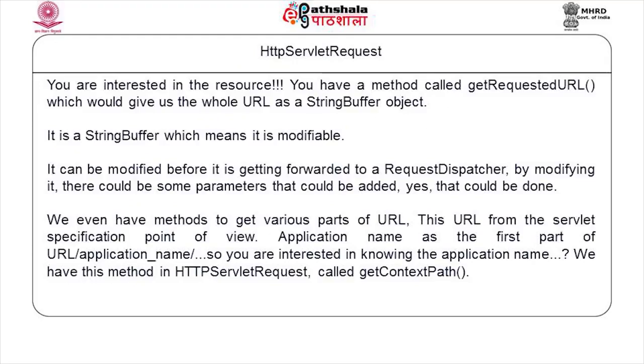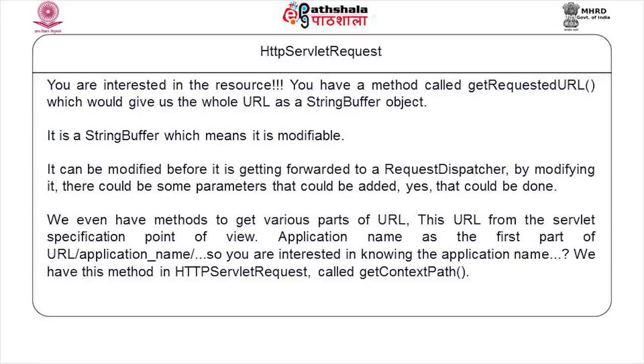If you are interested in the resource, the URL which has come, you have a method called getRequestURL, which would give us the whole URL as a StringBuffer object. Yes, it is a StringBuffer, which means it is modifiable. It can be modified before it is forwarded to a request dispatcher. We understand it is the same request object which is being forwarded, or someone might modify it and then forward it. By modifying, someone may keep on adding some parameters also. Yes, that could be done. So, those manipulations are possible. So, we have getRequestURL as a method which gives us a StringBuffer.